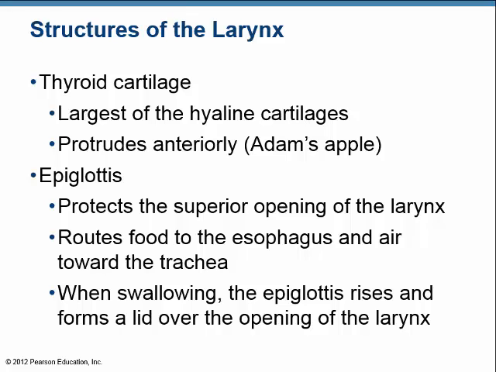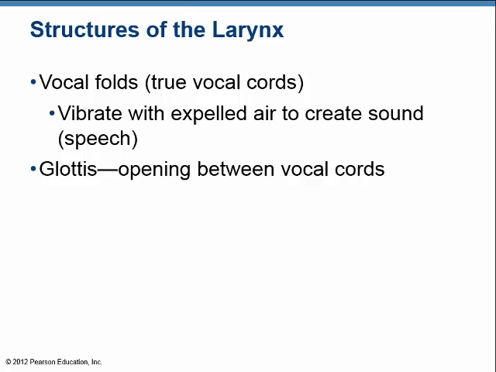The thyroid cartilage is the largest of the cartilages of the larynx. In males, this is often referred to as a prominent Adam's apple. The epiglottis is the flap of cartilage that closes off the air passageway when you swallow. The vocal folds, also known as the true vocal cords, vibrate when you talk. The glottis is the opening between the vocal cords.